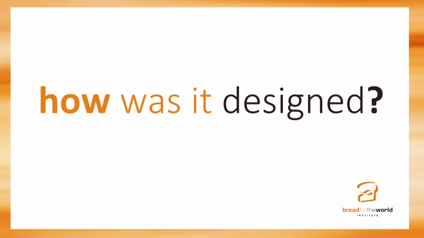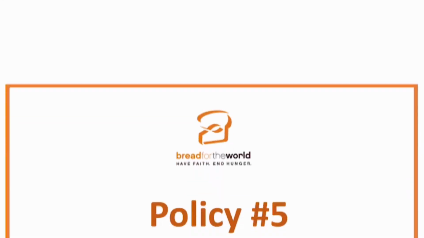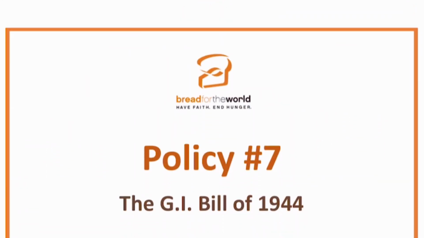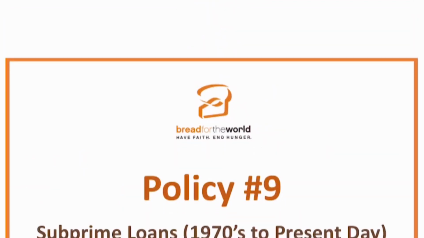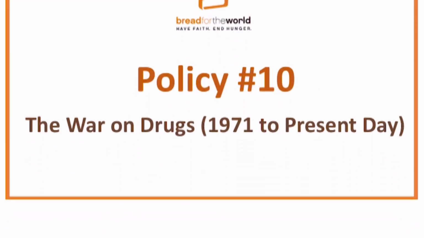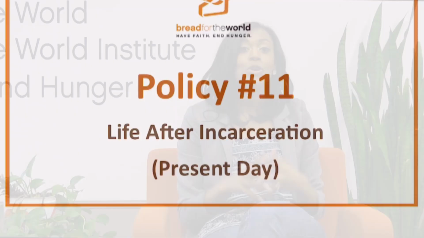How was it designed? All 13 policies were selected intentionally. These policies had some of the most influential impacts on creating what we now know to be the racial hunger, income, and wealth divides we see today. We have more on this in the frequently asked questions section of the guide.